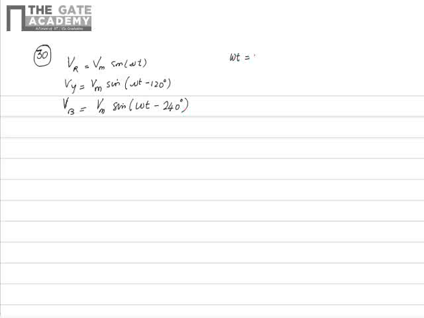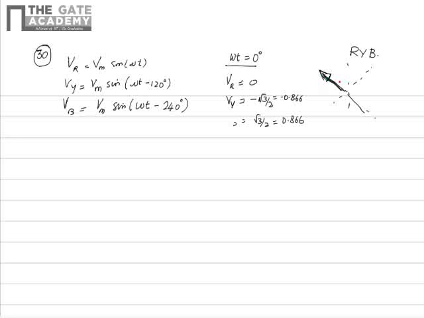At omega t equal to 0 degrees, Vr equal to 0, Vy equal to minus root 3 by 2, that is minus 0.866, and Vb equal to root 3 by 2, which is 0.866. So if we consider the distribution in space like this, we have Vr equal to 0, so there will be no element in the R axis. Vy equal to plus root 3 by 2 is this direction, and Vr equal to minus root 3 by 2 is this direction. We are first considering an R, Y, B sequence. So Vy equal to minus 0.866 will be in this direction, and Vb equal to plus 0.866 will be in the normal direction as this.